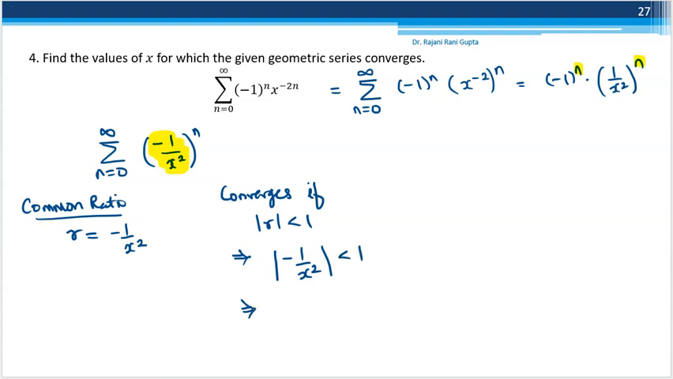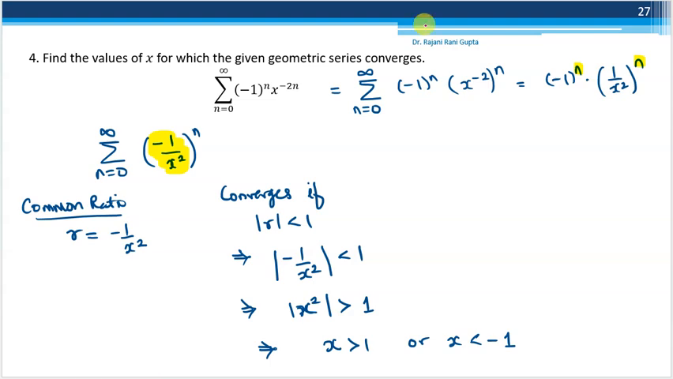So what does this give you? This gives you absolute value of x squared greater than 1, if you take it on this side. Okay. Now, when absolute value of x squared is greater than 1, it gives you the value of x. This implies that either x is greater than 1 or x is less than minus 1. So these are the values of x for which the given geometric series converges.